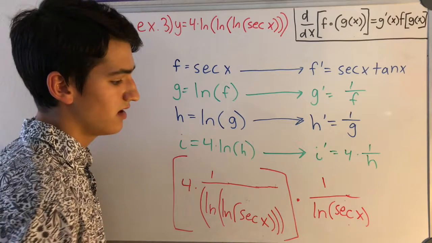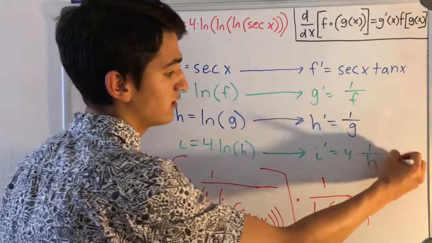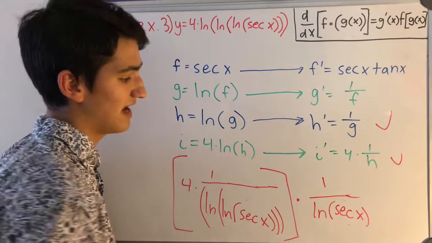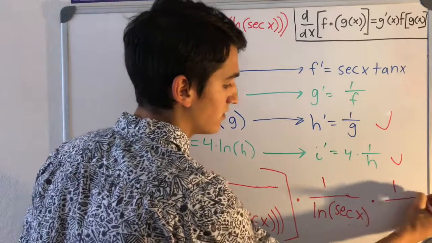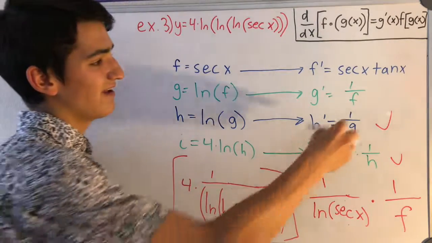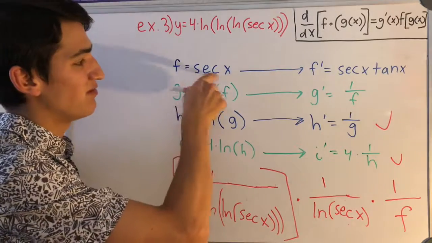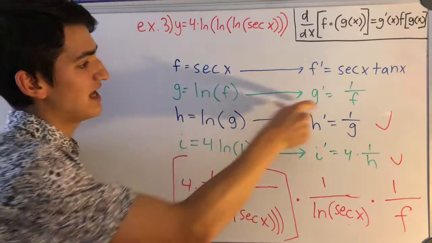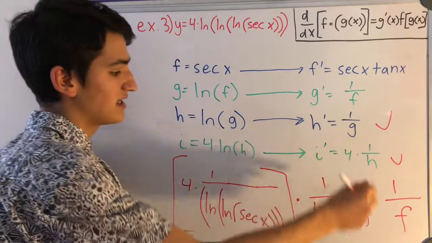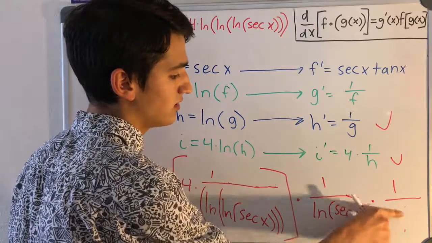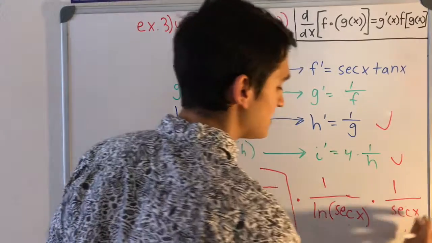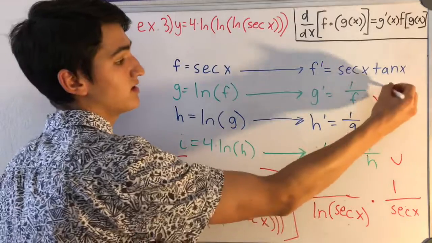So now we've done this, and we've done this. Now we're going up to this one. We've got to multiply by that, which is just 1 over f. And again, you're catching on by now. We can't use f, so we've got to plug in for f, because f is just something we made up to call secant of x. So instead of f equals secant of x, we'll just plug in secant of x right there. So we're done with this one.